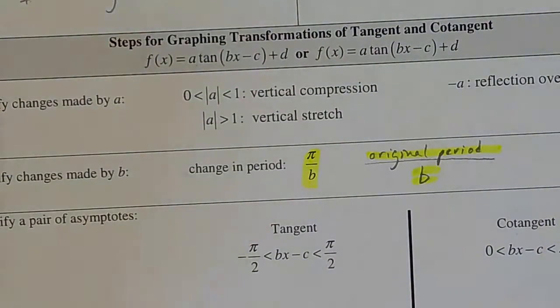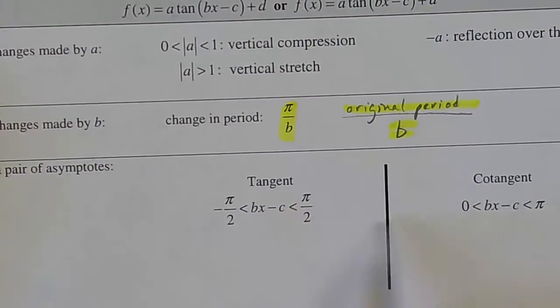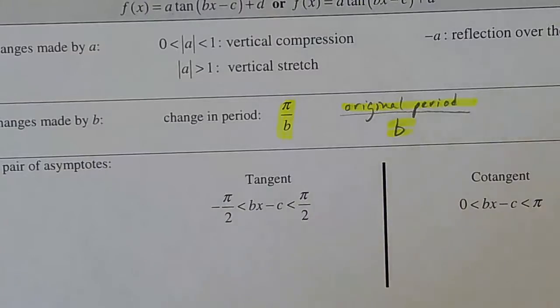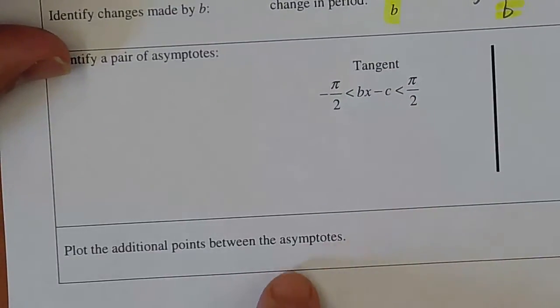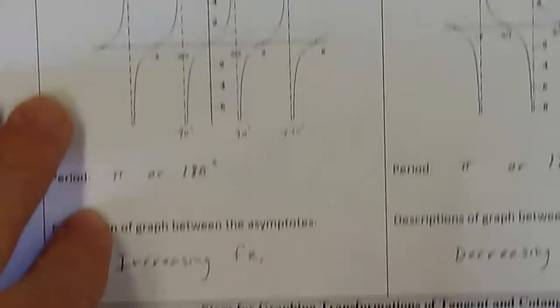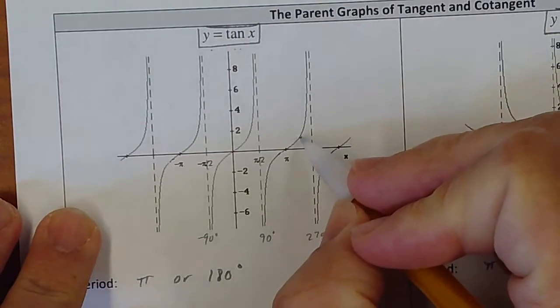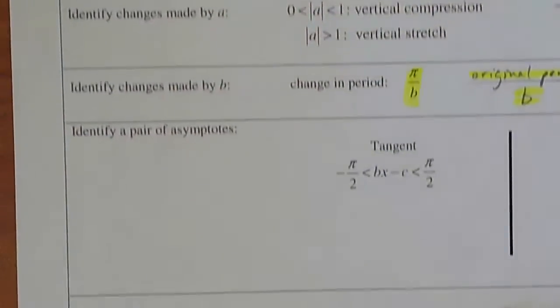In our technology, we'll identify the pairs of asymptotes. Don't get too caught up on that property. And then we'll also plot additional points between the asymptotes on our calculator. I'll walk you through that. We just don't want to wing it. We can just use our trace features or tables to get some of these other values.